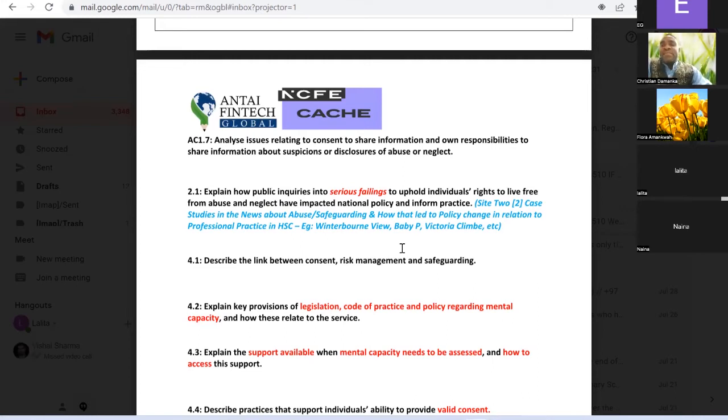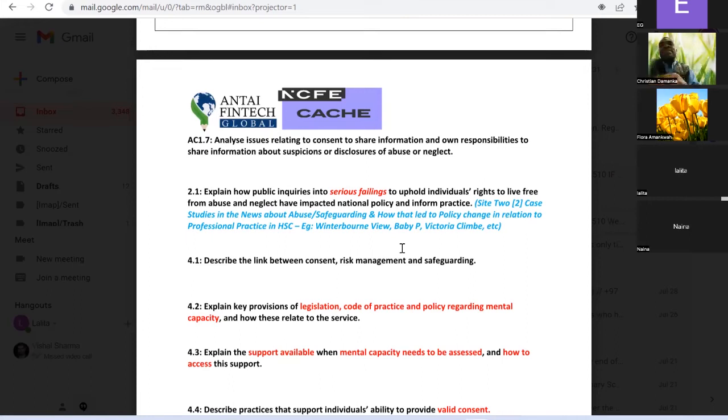4.1, describe the link between consent, risk management, and safeguarding. So basically, define consent. What is consent? Define risk management in relation to adult care. Define safeguarding. How do all these three relate? If you look at what we were studying on Monday in terms of consent in relation to the Mental Capacity Act, you should be able to answer that question so easily. It's one of the simplest questions. 4.2, explain key provisions of legislation.